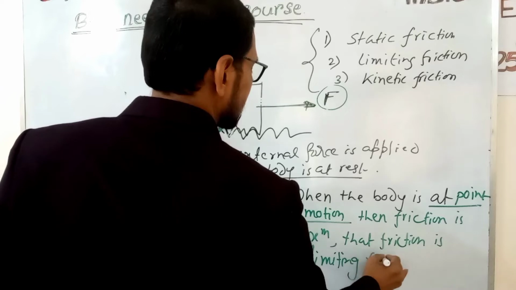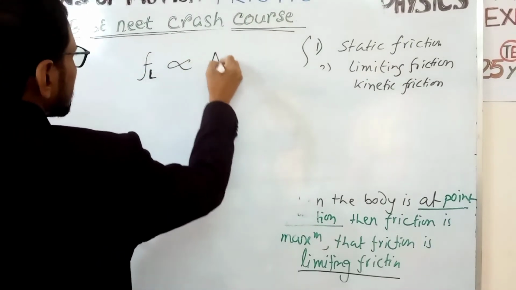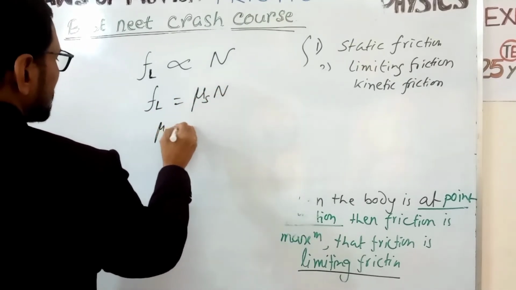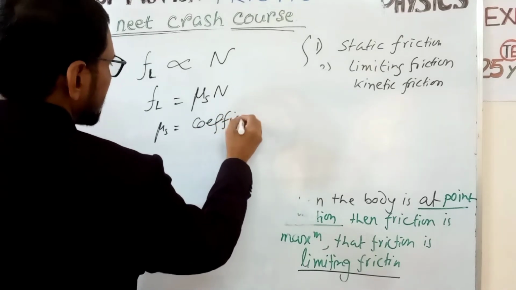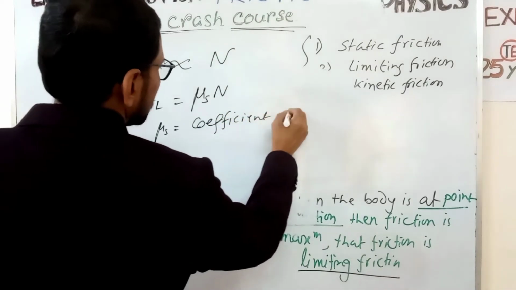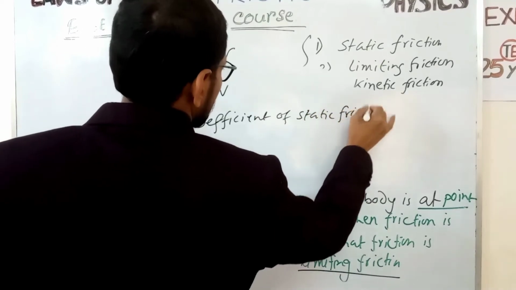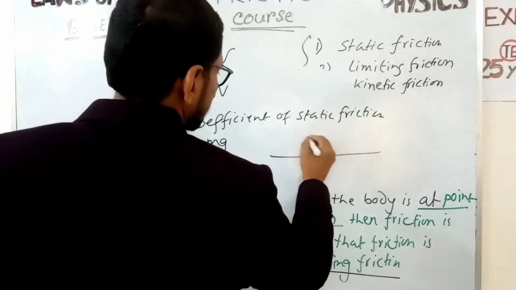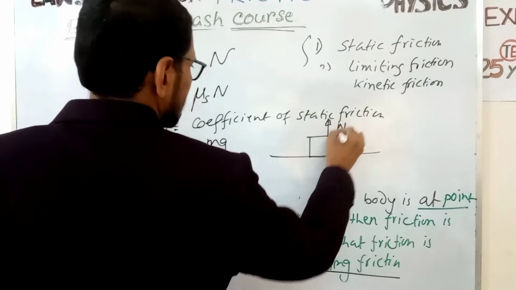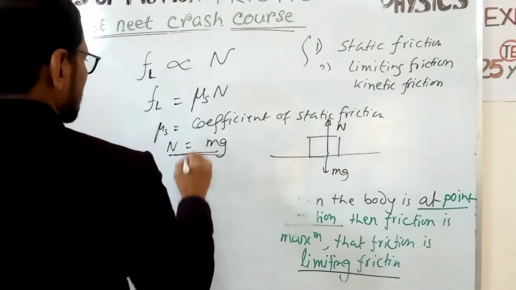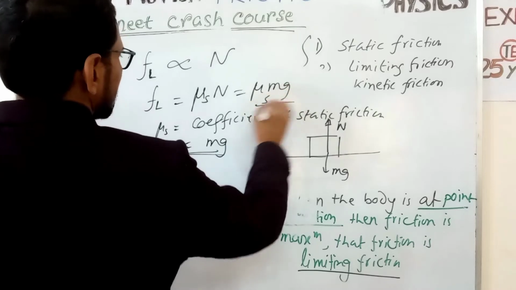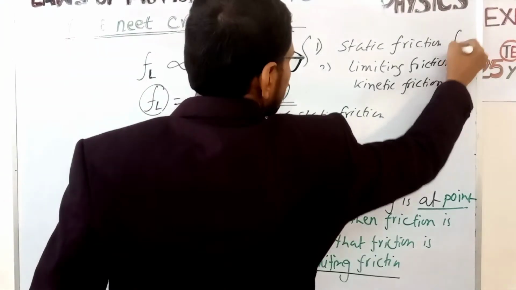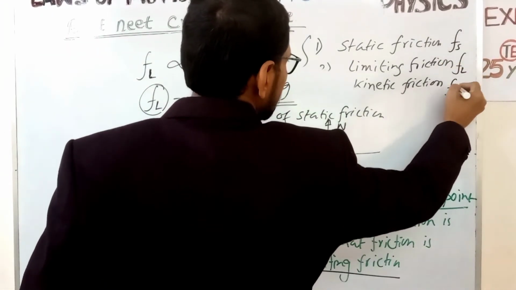Limiting friction is proportional to the normal reaction. Limiting friction equals mu s into N. What is mu s? Mu s is the coefficient of static friction, and N is the normal reaction, which is generally mg. If the body is on the ground, then the normal reaction and mg are equal, so it is mu s into mg. This is the limiting friction, denoted by Fl. Static friction is Fs, limiting friction Fl, kinetic friction Fk.